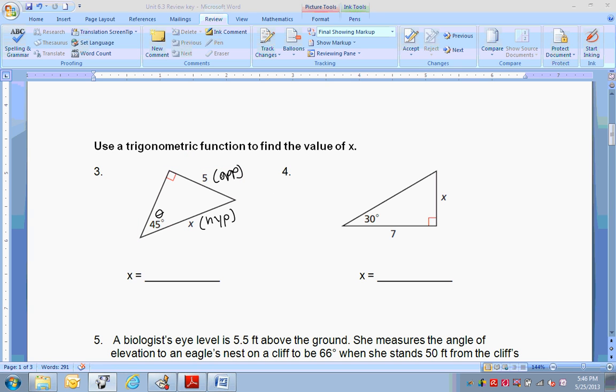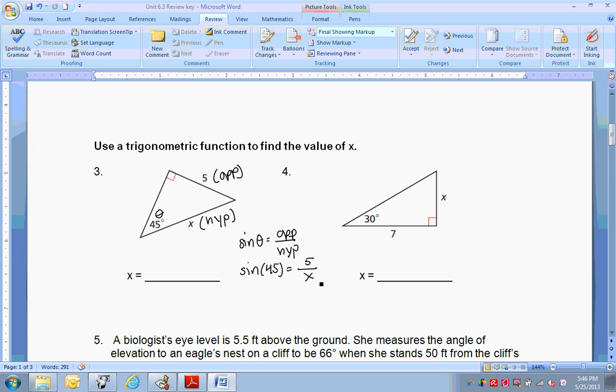So since they've given us our opposite and hypotenuse, we're going to write sine of theta equals opposite over hypotenuse. Now let's fill in what we know. Theta in this case is 45. Our opposite side is 5, and our hypotenuse is x.